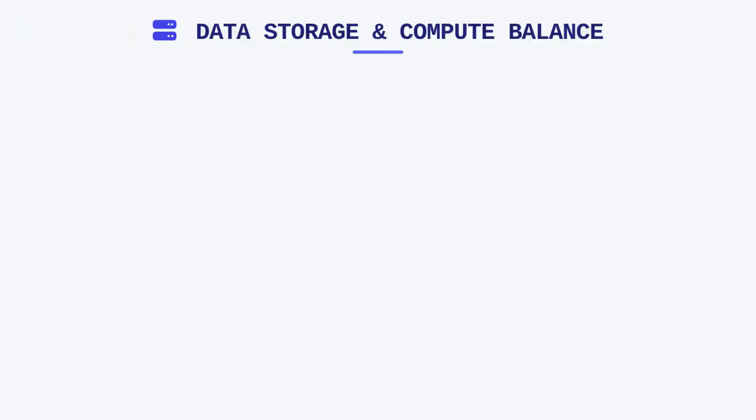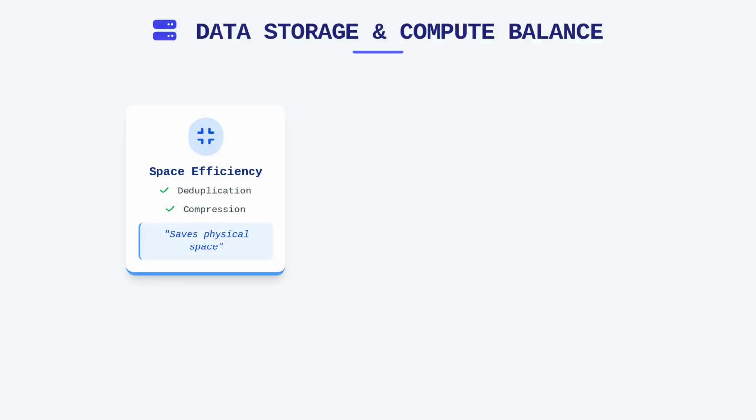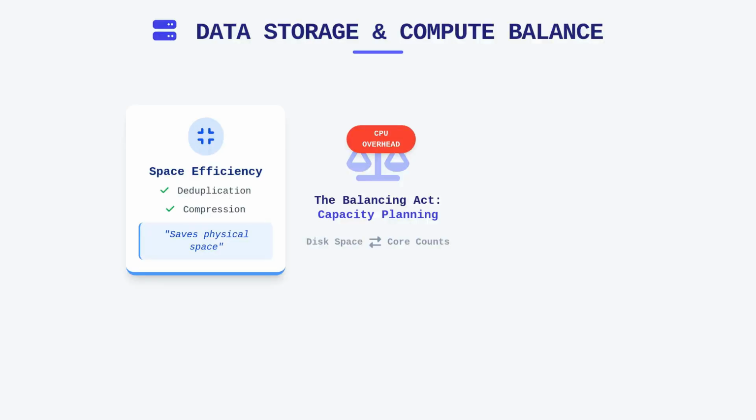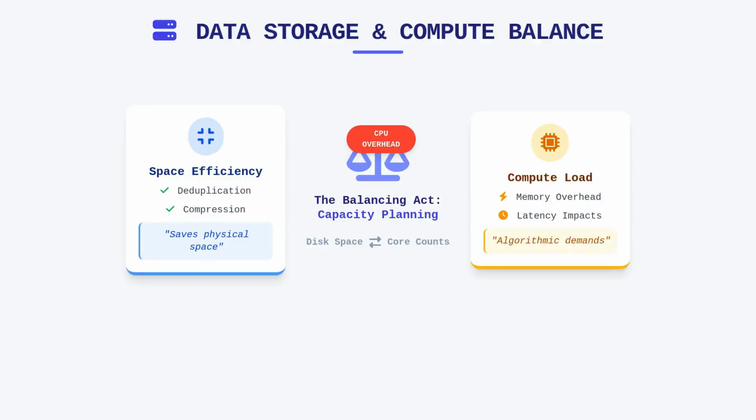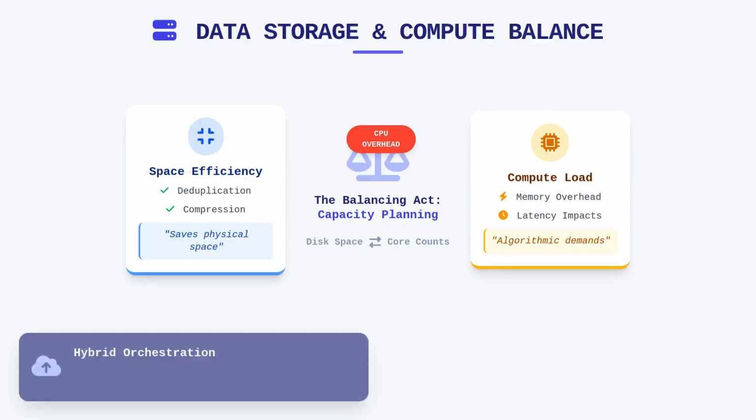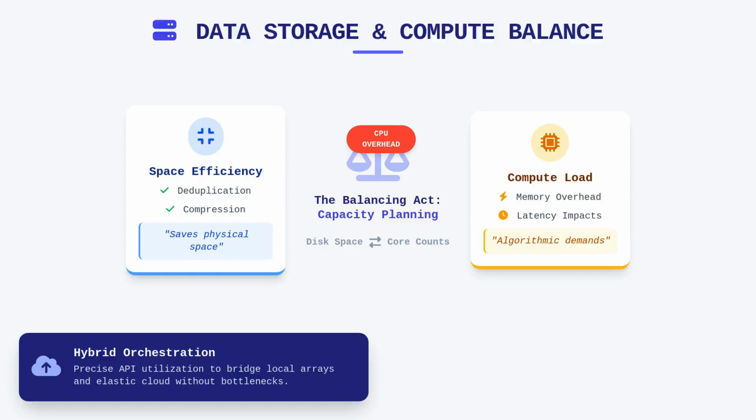When we discuss data storage within this context, we must consider the mechanical impact of condensed data features, such as deduplication and compression, on your compute load. While these technologies save valuable physical space, they operate on specific algorithms that require consistent CPU and memory overhead to function efficiently. Capacity planning is therefore not just about raw disk space or core counts, but about balancing these trade-offs against the latency requirements of your applications. In a hybrid world, you are often bridging the gap between high-performance local arrays and elastic cloud storage, meaning your API utilization must be precise to orchestrate data movement without bottlenecks.